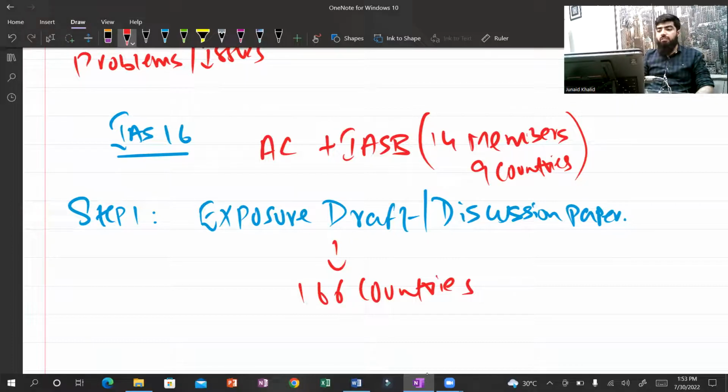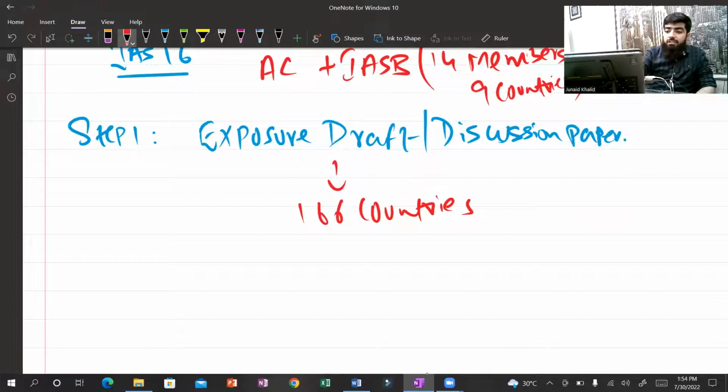They will make an exposure draft or a discussion paper, and will send it to 166 countries, and they will open it for public comments. Public comment means the local chartered accountancy bodies will comment on that exposure draft, whether it is feasible or not, whether it is in compliance with the national laws or not, is there any contradiction, is there any impossible accounting treatment in that exposure draft. They will submit a public comment. All 166 countries will give their opinion to the IASB, International Accounting Standard Board.